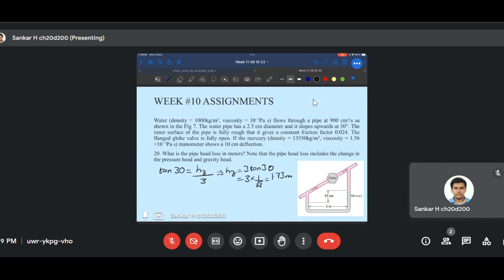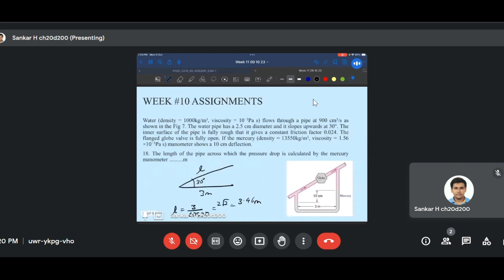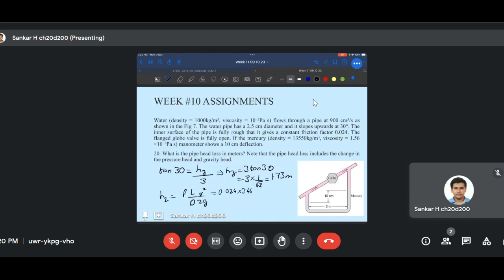Similarly, the pressure head, let's call that as HL, will be equal to F times L by D times V square by 2G, which is 0.024 times L, which refers to the overall length, which we calculated here to be equal to 3.46, divided by the diameter, which is 0.025, times V square, which is 1.83 square, by 2 times 9.81. Which will give the value of 0.56.